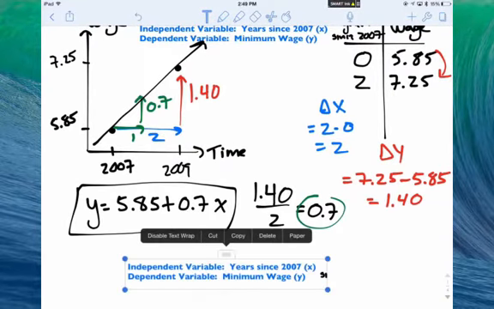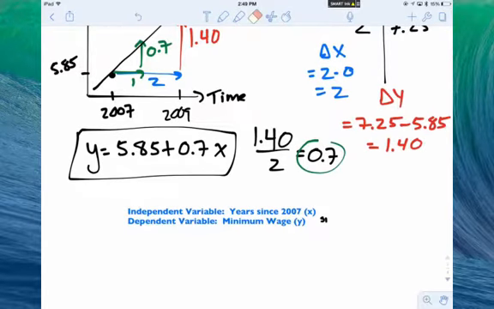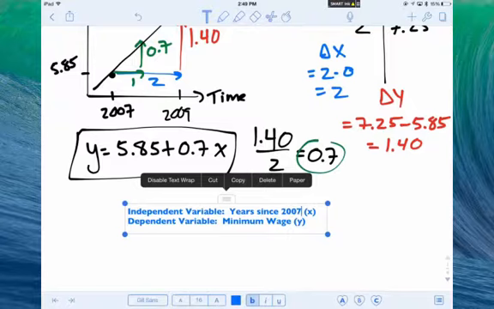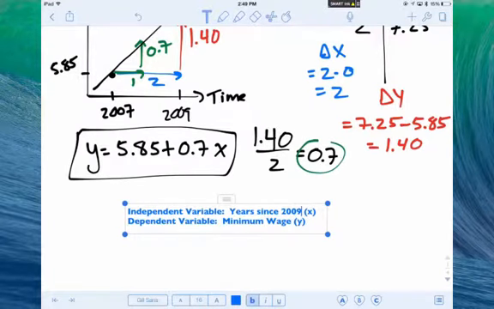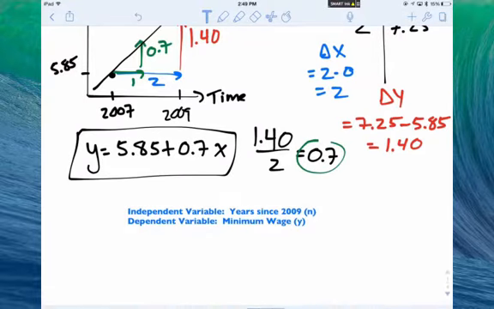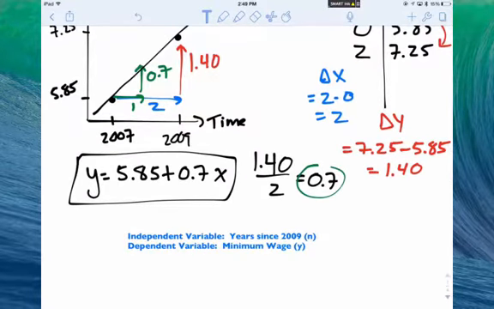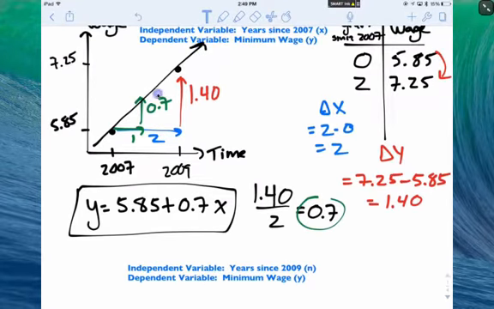Oh, nice. So what if we had defined our independent variable not to be the number of years since 2007? What if it was the number of years since 2009? We're going to have to call this not x. Let's call this n. Well, the rate of change, the rate at which this minimum wage is growing, that's still 70 cents a year. It's just that instead of this being our starting point, $5.85, we're making this our starting point.